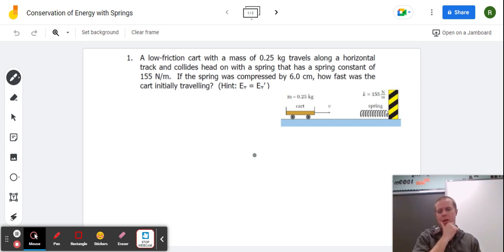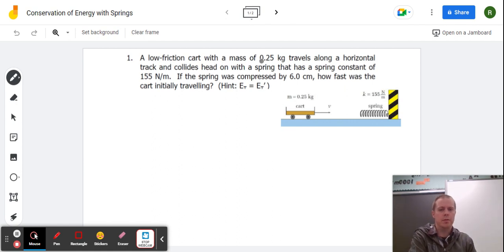Good morning, everybody. Been a while since I did one of these, but I thought it might be helpful to go through some conservation of energy problems that deal with elastic potential energy and also deal with thermal energy. Okay, so let's take a look at this first question here.